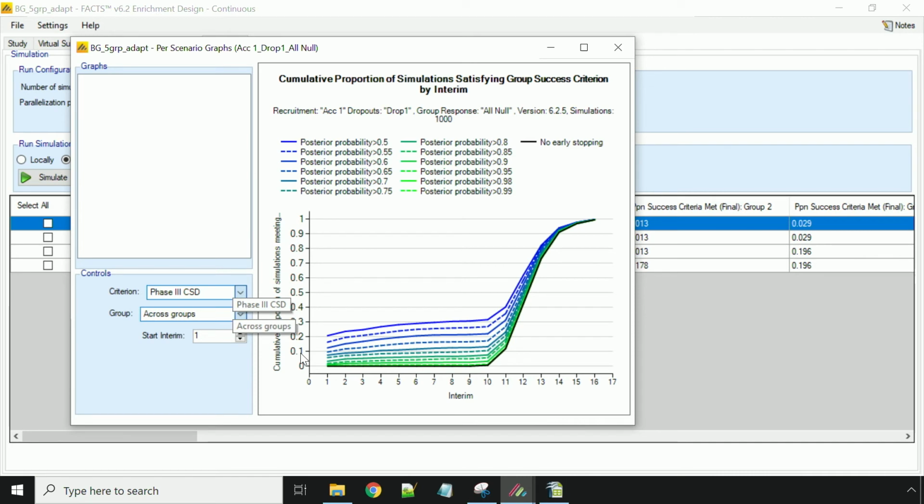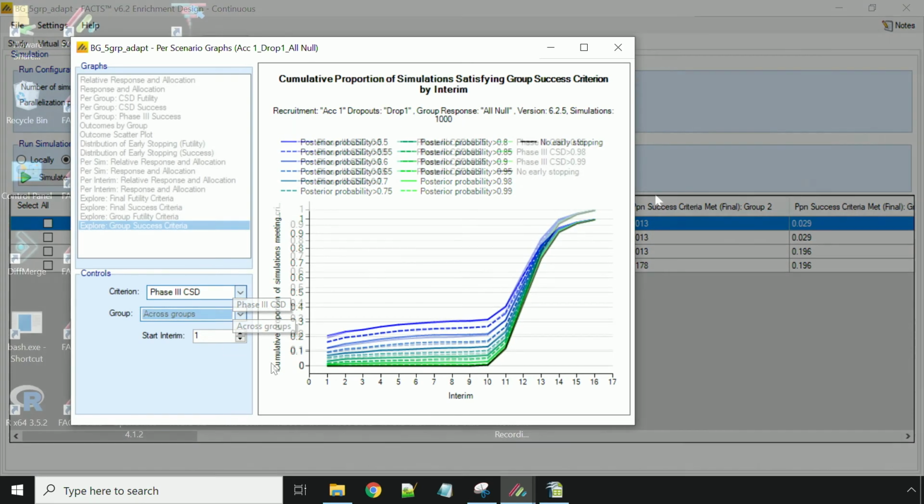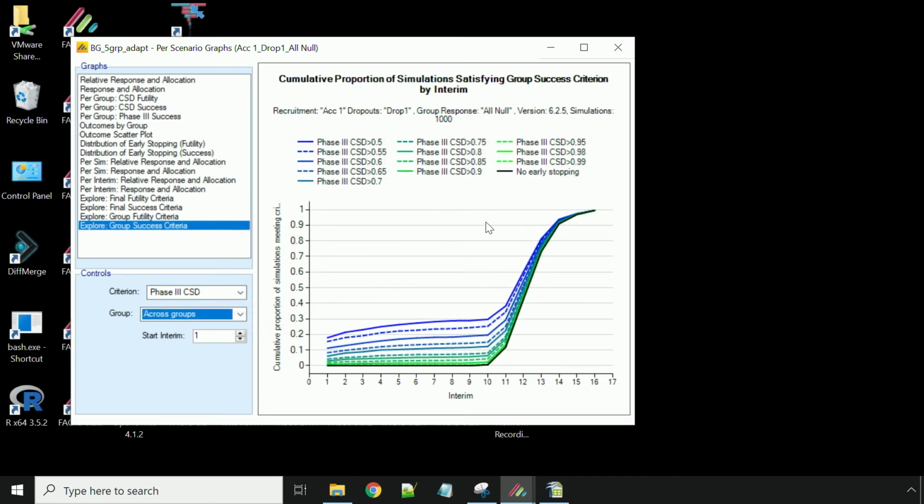Just take a little while to reload. Here, FACTS is showing us a plot of what would happen at different thresholds. Each line corresponds to a different threshold for stopping early for success, and if that threshold were used for the across groups comparison. Now this is the null scenario.